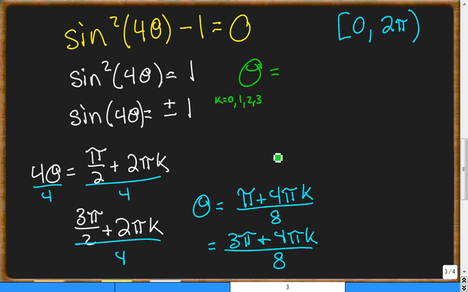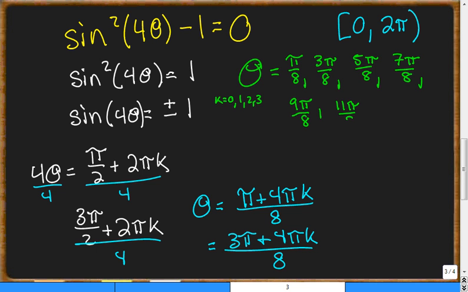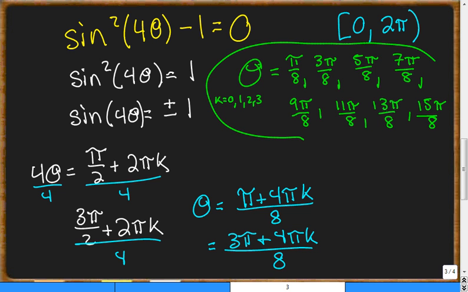So if I go down the list, if k is 0, I'm going to get pi over 8 and 3 pi over 8. I then do k as 1, so I'm going to get 5 pi over 8 and 7 pi over 8. Then k can be 2, so I'm going to have 9 pi over 8 and 11 pi over 8. And then for k to be 3, it would be 13 pi over 8, and lastly, 15 pi over 8. So these are all of my answers.